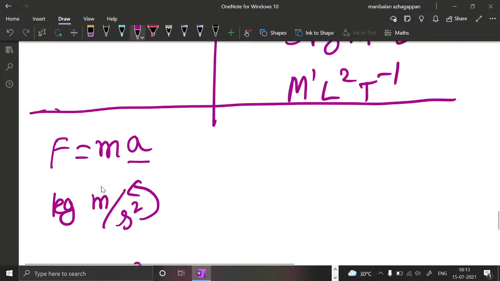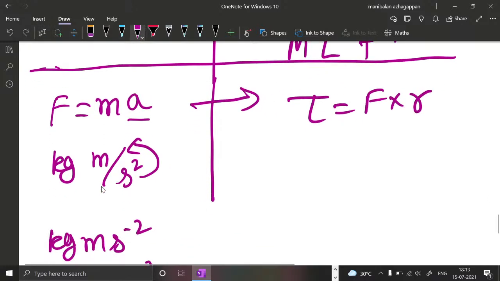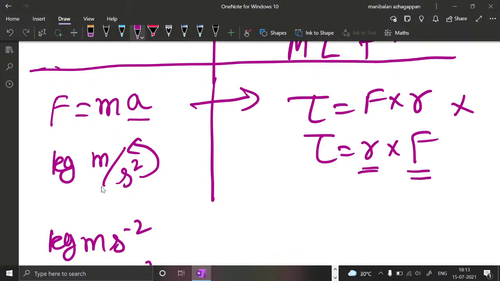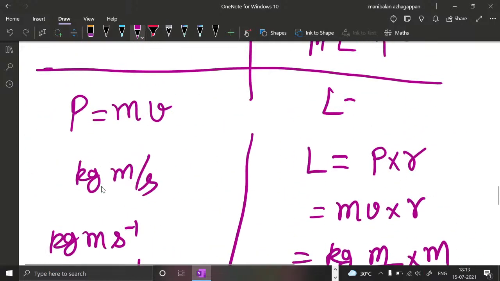The same in rotation motion means torque. Torque is equal to force into perpendicular distance. When you are doing numericals, writing perpendicular distance into force is the wrong formula. You have to take it as radius into force. In the same way, angular momentum you take as r into p. Don't take it as p into r.